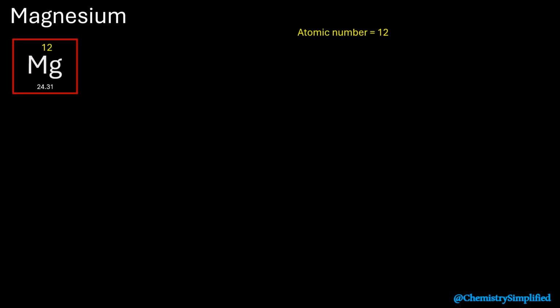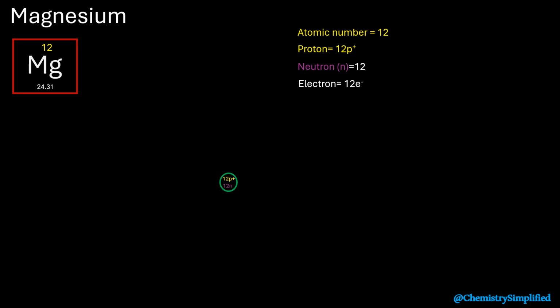The atomic number is 12, and that's also the number of protons, and the number of neutrons is 12 as well. The mass number is 24. 24 minus 12 gives us 12. And this is a nucleus with the protons and the neutrons.